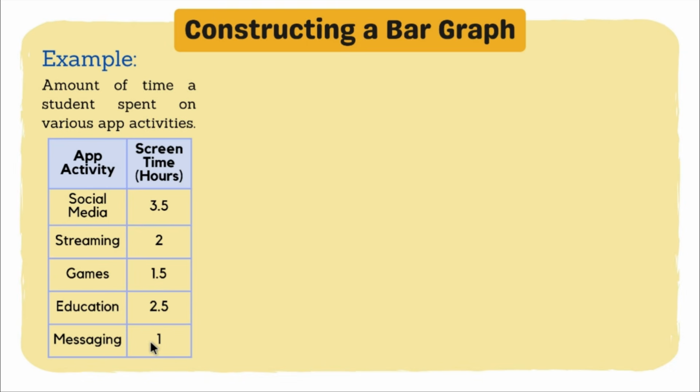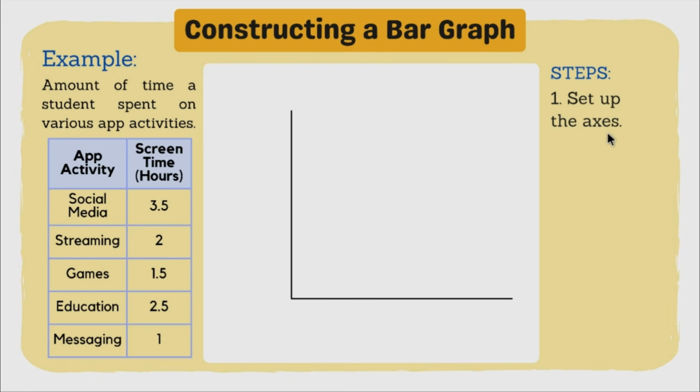So how do we present this using a bar graph? Ganito po yan. We have here the first step. We will set up the axes. So ano po yung mga axis natin? We have the x-axis and then we have the y-axis. Okay, ulitin ko po, yung horizontal, ano pong tawag? X-axis. Yung vertical, ano pong tawag? Y-axis.